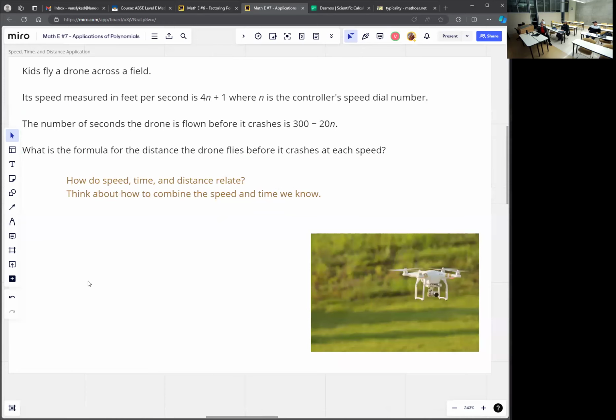On the other hand, my kids aren't good at this. So it would fly for 300 seconds. So 5 minutes, 60 times 5. If it's really slow, but the faster they go, the sooner it crashes. I take away 20 seconds for every time they crank the dial up. So how far does it go before it crashes? How do we put together speed, time, and distance? 4N plus 1 times 300 minus 20N. Yeah, distance is speed times time. If you hadn't already caught the hint after doing this for almost 2 hours that we always multiply, then yes. So distance.